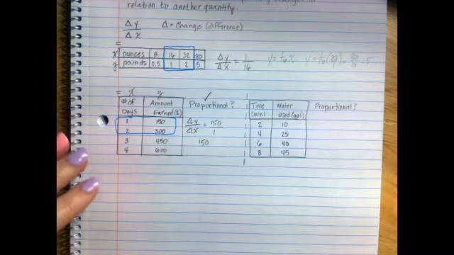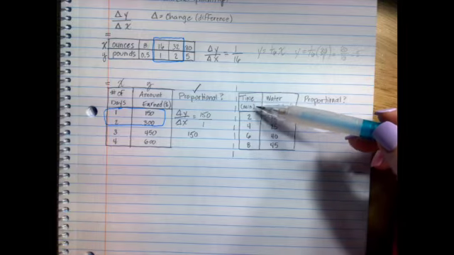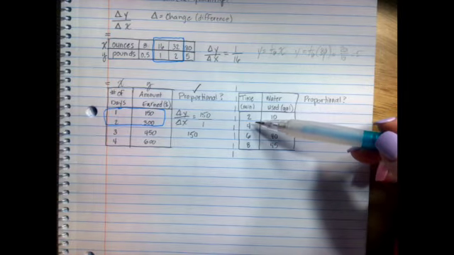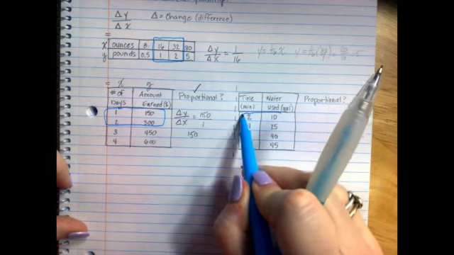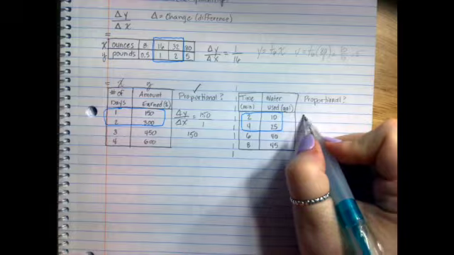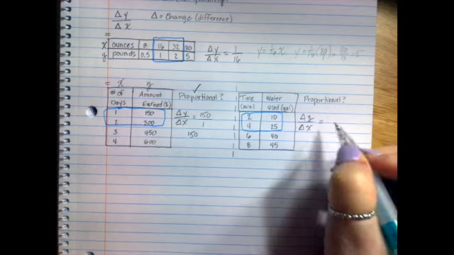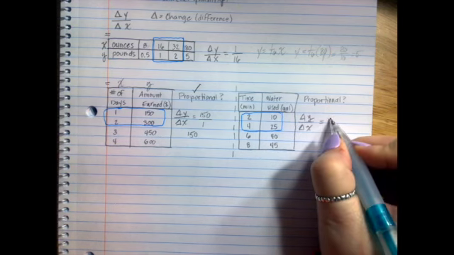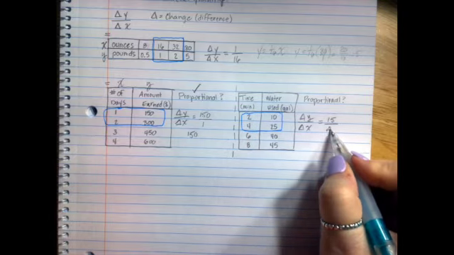Going back over here, what about this relationship? We have the time in minutes and the water used in gallons. Let's choose these 2. We're going to do change in y over the change in x. Change in y, 25 minus 10 is 15. Change in x is 2.